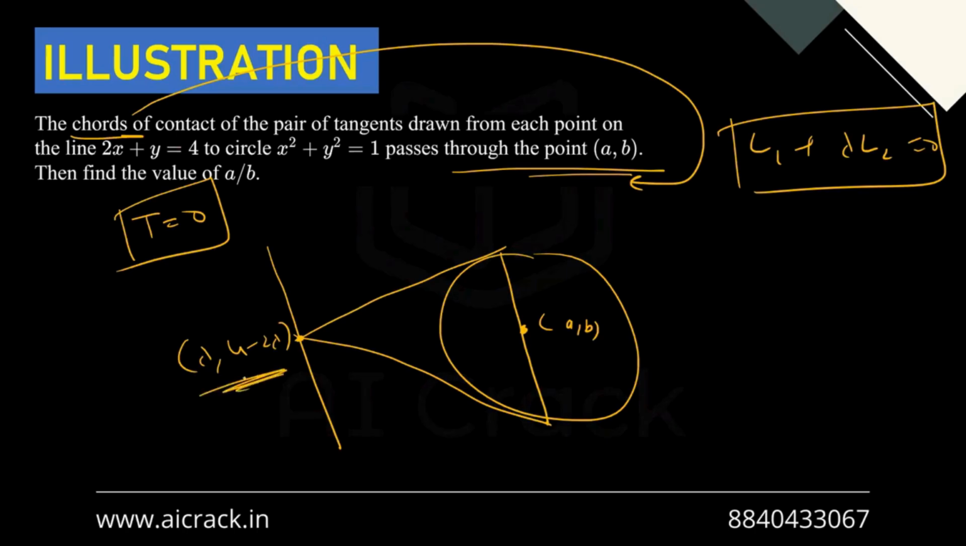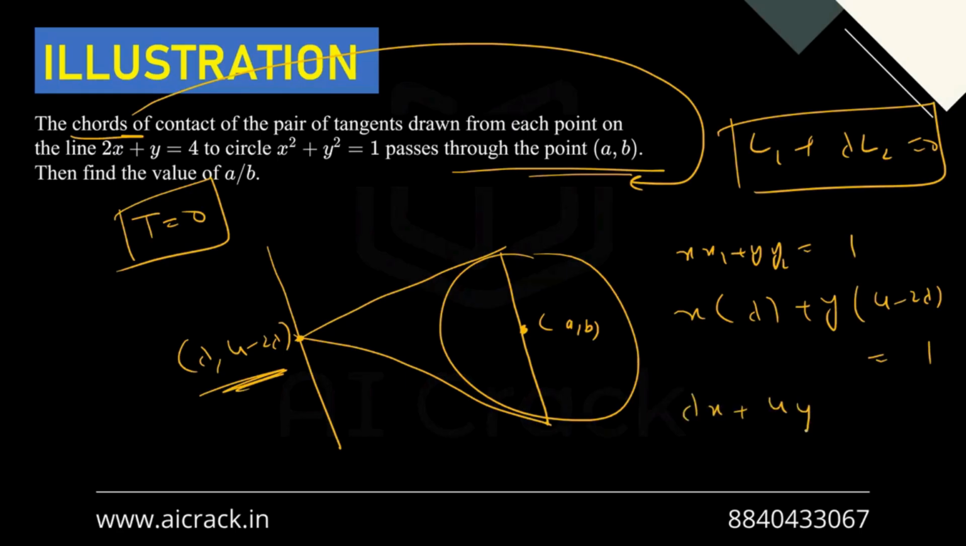Now since this point is given, we can write down the equation of the chord of contact with respect to this point. That would be T equals 0, that is, x x1 plus y y1 equals r square. So x1 over here is lambda, and y1 over here is 4 minus 2 lambda, equals r square, which is 1 over here. That would give me lambda x plus 4y minus 2 lambda y minus 1 equals 0.